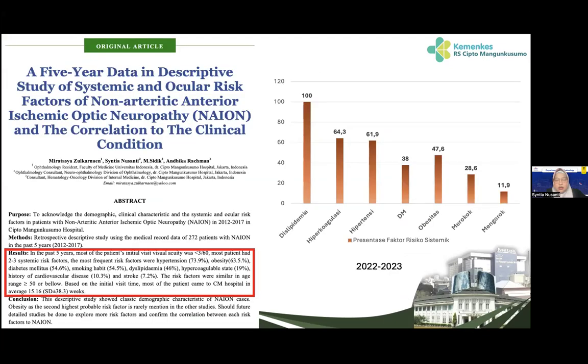We have 5-year data in our hospital. The study was from 2012 to 2017. The most common risk factor in 2012 to 2017 was hypertension. But in another study we did in 2020 to 2023, 100% of our patients with non-arteritic ischemic optic neuropathy had dyslipidemia. And most of these patients have 2 to 3 systemic risk factors.